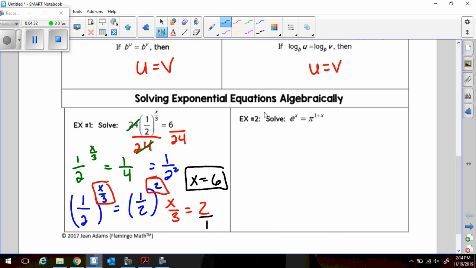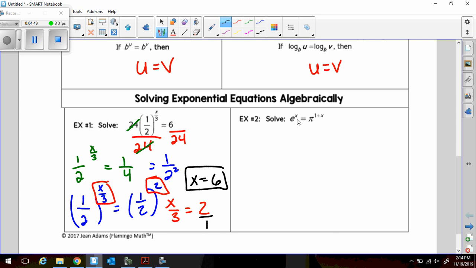Alright, this one says solve this equation. Remember that pi is not a variable, this is a number. It's just so popular, it has its own symbol. So we're going to solve for x. The only variable in this is x. e is also not a variable.